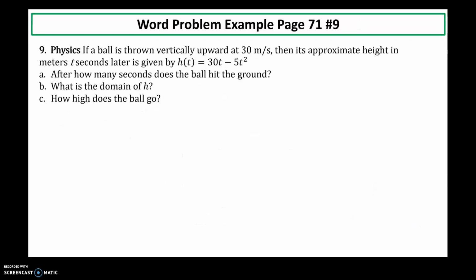Okay, next one, this is number 9 from the text. If a ball is thrown vertically upward at 30 meters per second, then its approximate height in meters t seconds later is given by the function. Okay, so let's check this out. So ordered pairs are in the form t comma h of t. Okay, t is my unit of time, so that's measured in seconds. H of t represents my height, and my height is measured in meters. Okay, and I know that from this little piece of information right there.